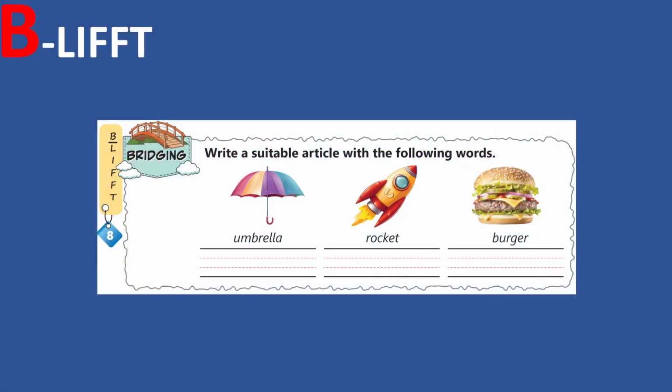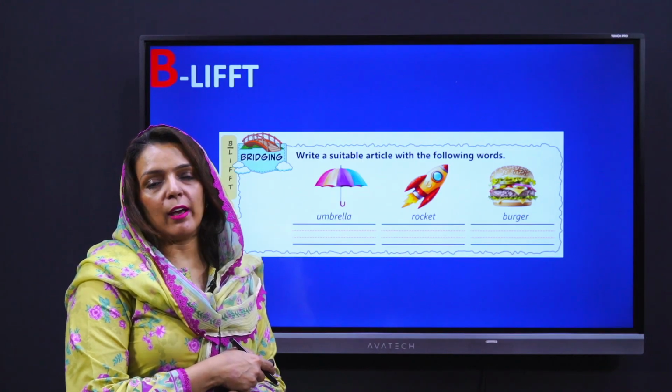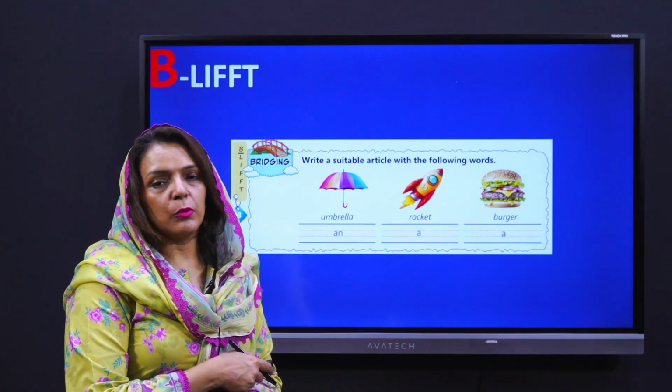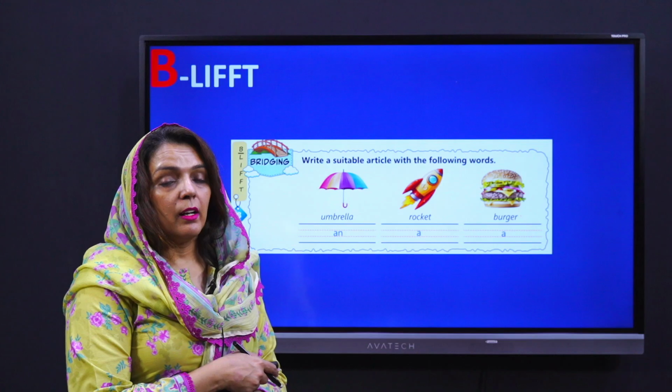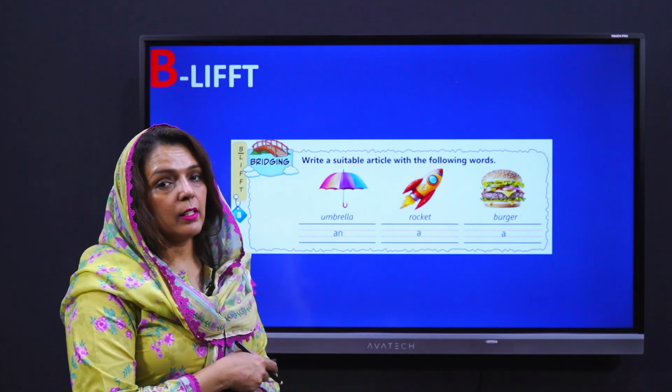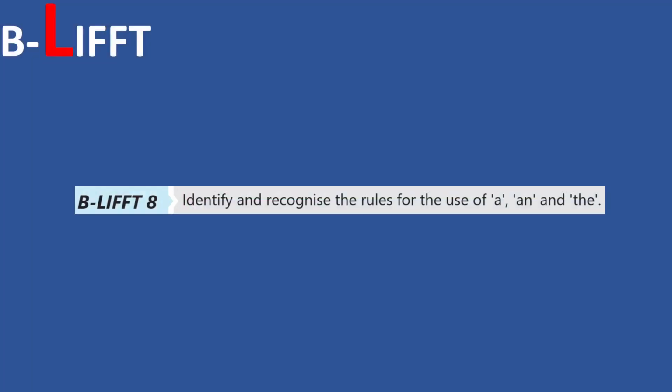I'm pretty sure that by now you have already done your bridging activity, in which you just have to add articles, and you are well aware of what the articles are. Yes, a, an, and the. And this is the demand of the SLO, which wants you to identify and recognize the rules for the use of a, an, and the.